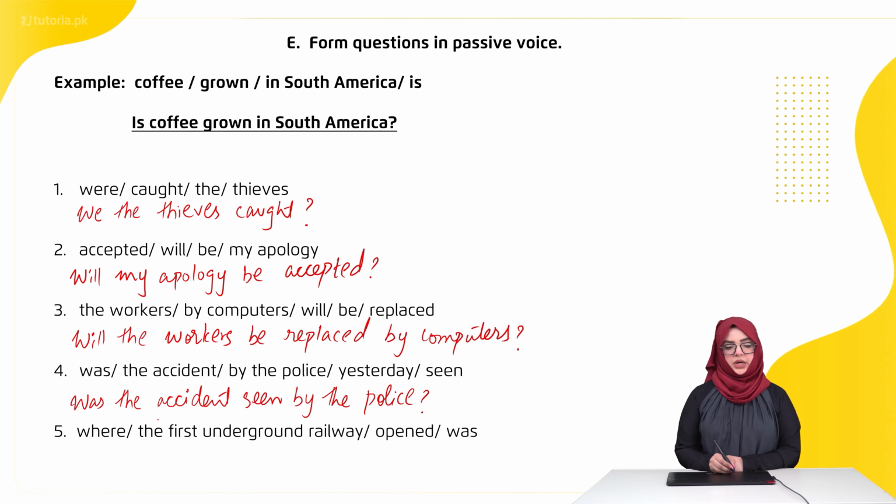Fifth is, where the first underground railway opened was. So, where was the first underground railway opened?